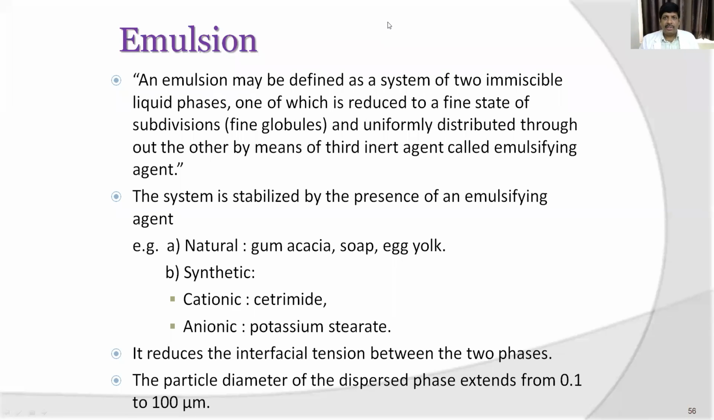So emulsion, if we have an oily drug, you have to mix it into the water and then it can be given. It will not be simply mixed up, and oil is difficult to take as it is, so an emulsifying agent is being put. An emulsifying agent will break the oil globules into smaller, finer globules, and that will be present thoroughly in the liquid. Okay, so that is an emulsion. Emulsifying agents are like gum acacia, soap, egg yolk. The synthetic ones we have are cationic cetrimide, anionic potassium stearate.